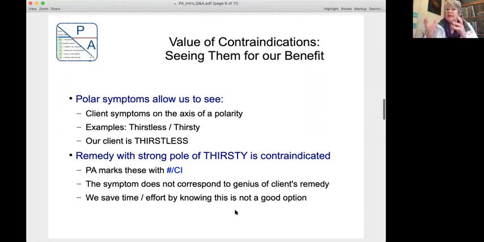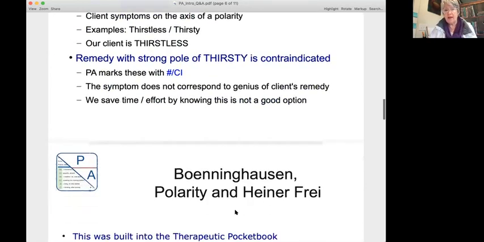The polar symptoms let us see what the client's tipping point is on an axis of polarity. If our client is thirstless, then that means that the remedies that are predominantly thirsty are contraindicated. And in polarity analysis, these get marked out so that we don't have to go explore these. We don't spend time in our materia medica differential reading about these. So this idea of polarity analysis, all of it is based around these broad general indicators of the expression of the organism in its disease. And it shows us what things are most indicated and what things are contraindicated.